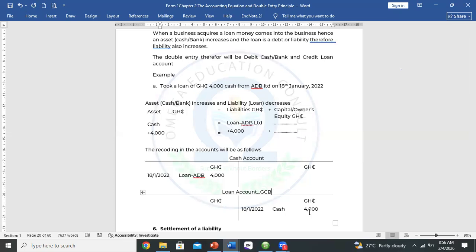Took a loan of 4,000 cash from ADB Limited on 18 January. So we open the account cash because the loan came in the form of cash. So an asset, cash, will increase with debit, and then we open the loan account for ADB. So loan ADB account. We credit that one. Very simple. So when the business goes for loans, you don't really struggle that much. I think that is clear. Any question?